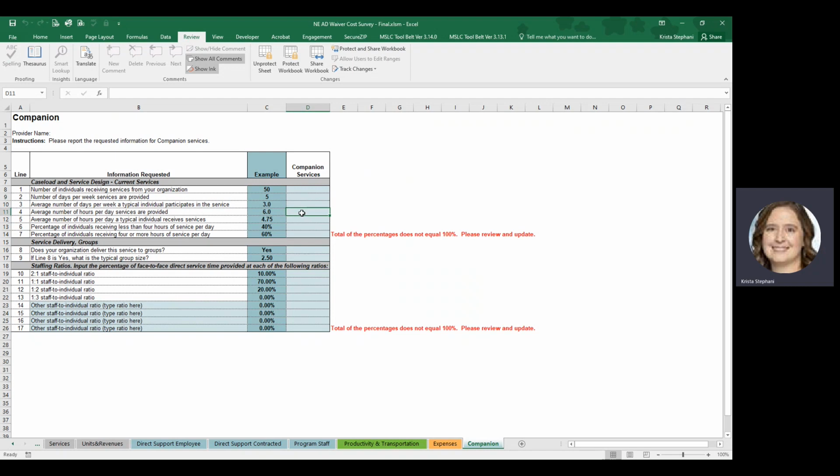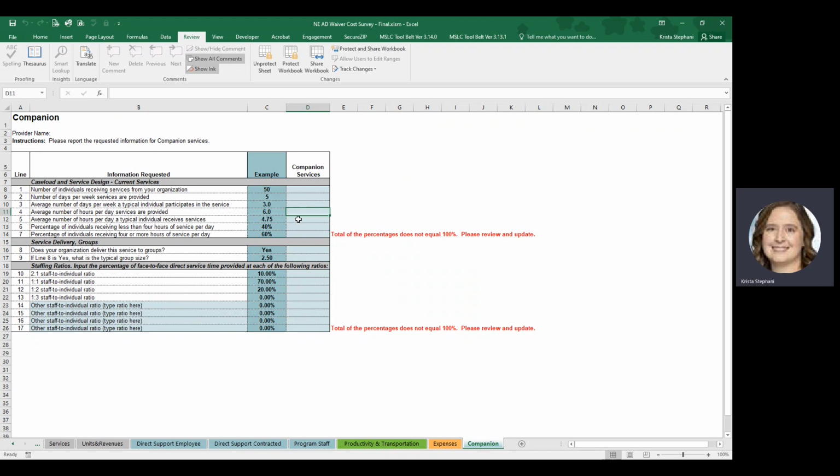Next, please indicate the number of hours per day that you provide services in total. So for example, if your organization is open from 8 a.m. in the morning until 5 p.m. in the evening, then you would indicate 9 in this column or on this line.